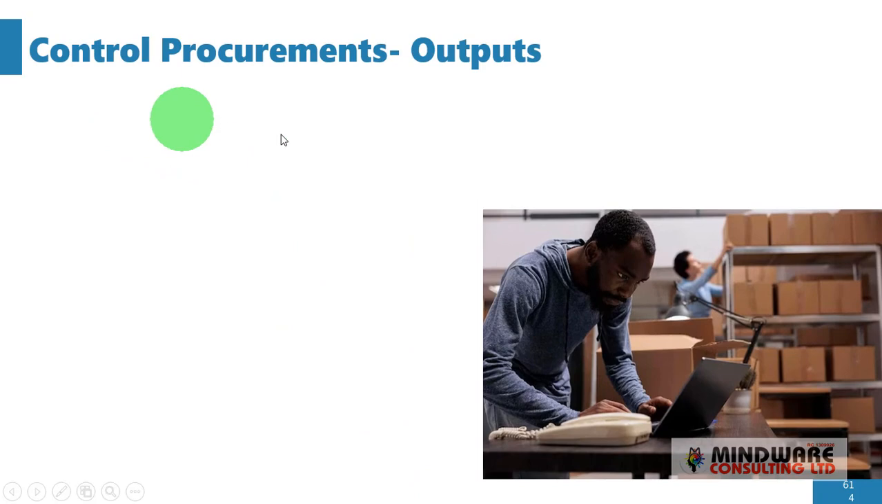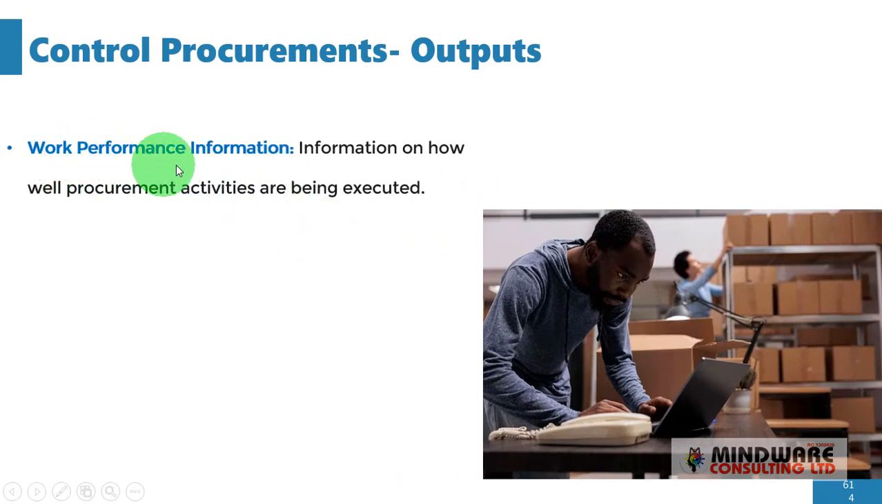And let's see the output from this process. Firstly, work performance information. These are information on how well procurement activities are being executed. Now, from your performance reviews, you now have work performance information. This is an output, a deliverable, or the data that is derived from that particular activity, the performance reviews.